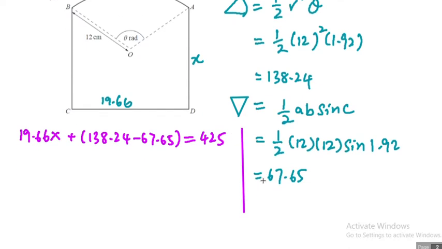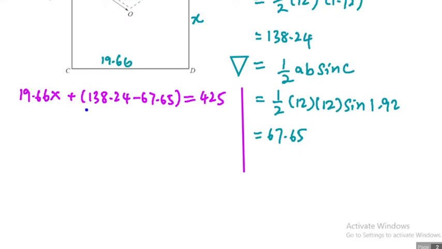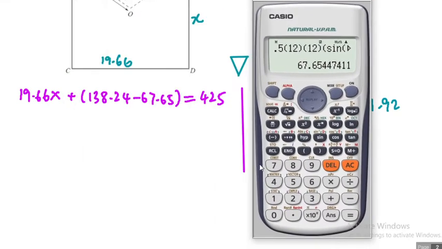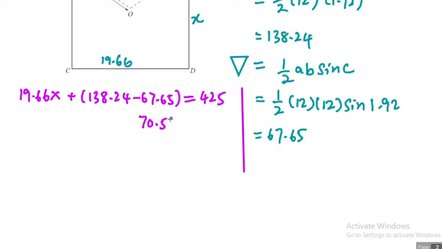So let's solve this. Okay, this is just a number. I will just use this 425 minus this. Oh, never mind. I will do one by one. Yeah, 138.24 minus 67.65. That is 70.59. So here is 70.59 equals to 425.